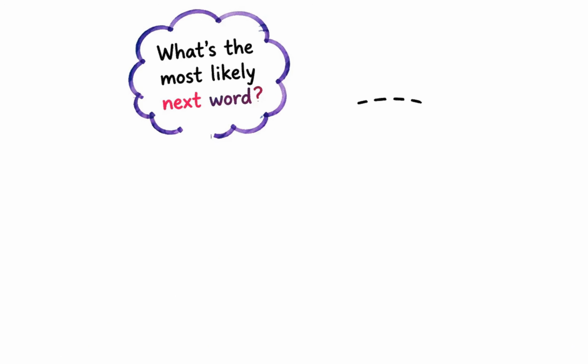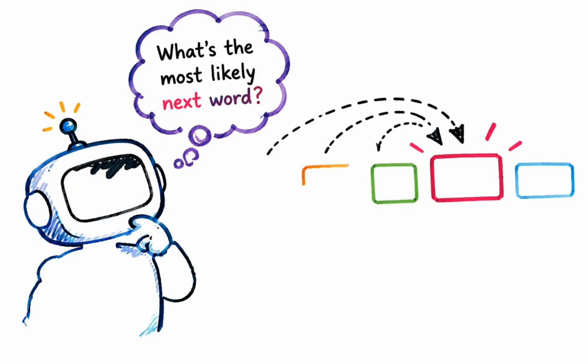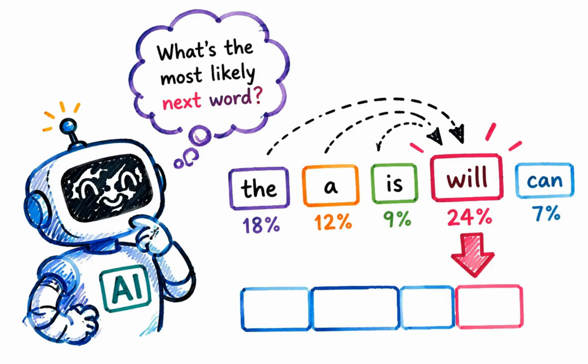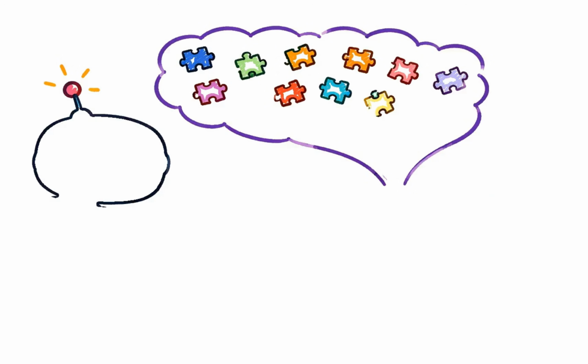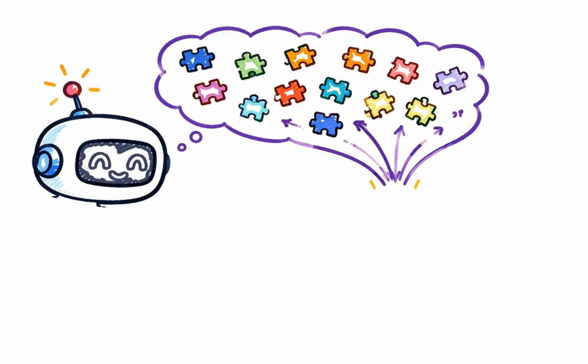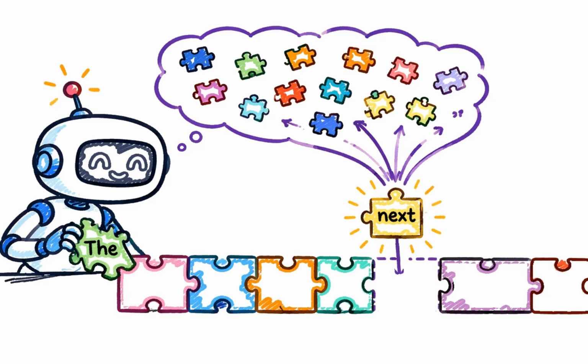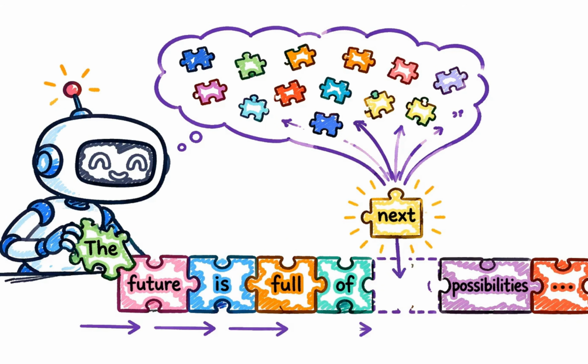Then, the core process begins. It doesn't write a whole answer at once. Instead, it predicts the single most statistically likely next word. It adds that word to the sequence and then predicts the next one and the next, building its entire response piece by piece. It's a high-stakes game of probability, assembling a coherent answer from a million possibilities.